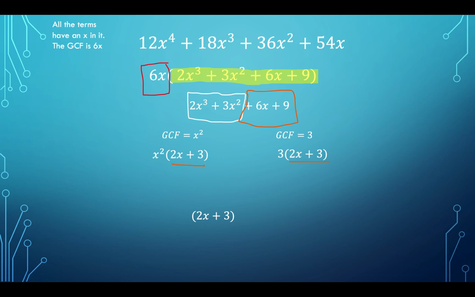Then we group what's on the outside of the parentheses together, so we have x squared and a 3, so we rewrite it as x squared plus 3. And then that 6x that I told you we're going to come back to, we now write that in front. So our final answer is 6x times 2x plus 3 times x squared plus 3.